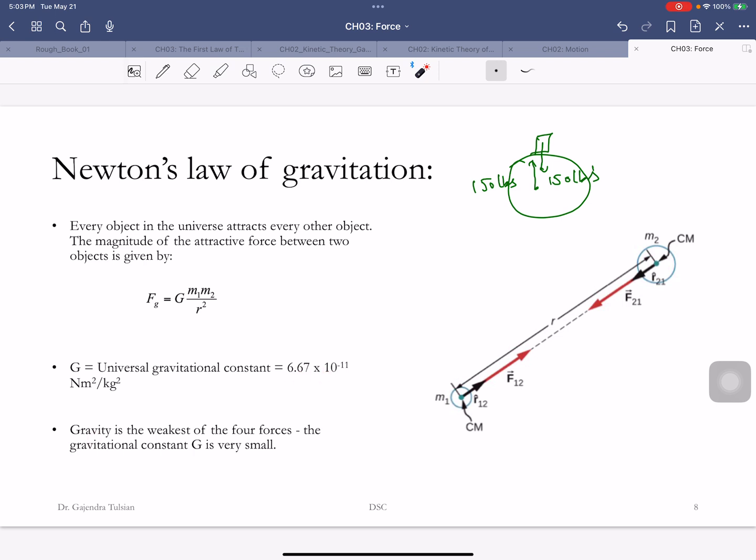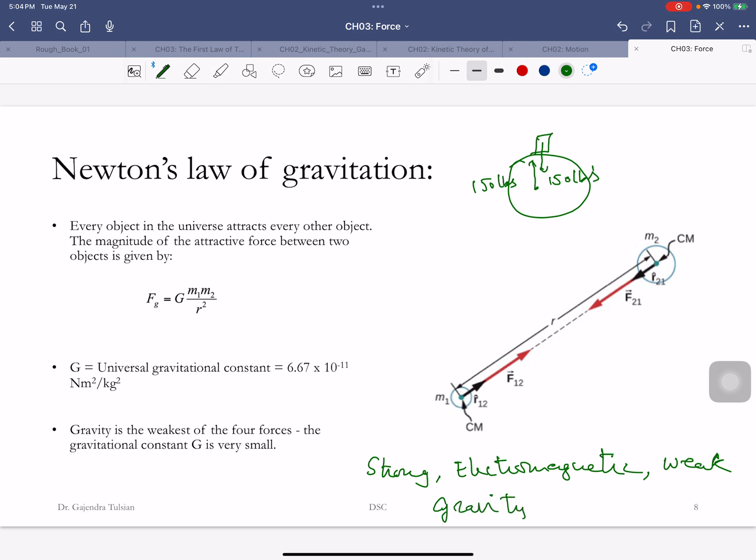Now there are four fundamental forces in nature: the strong force, the electromagnetic force, the weak force, and gravity. And gravity is the weakest of those four forces.